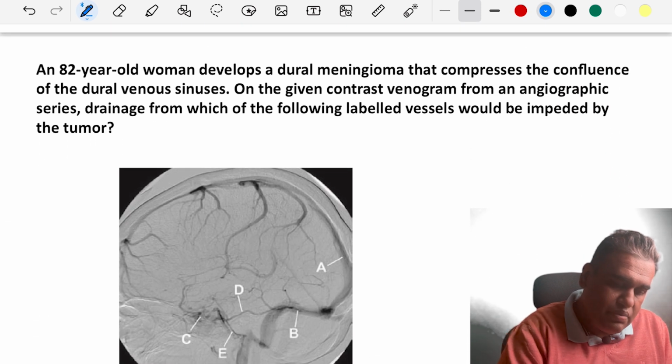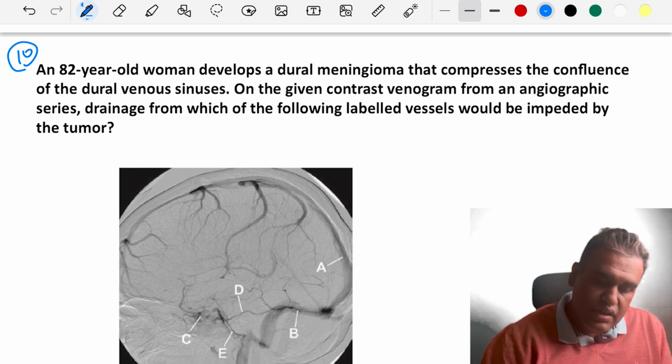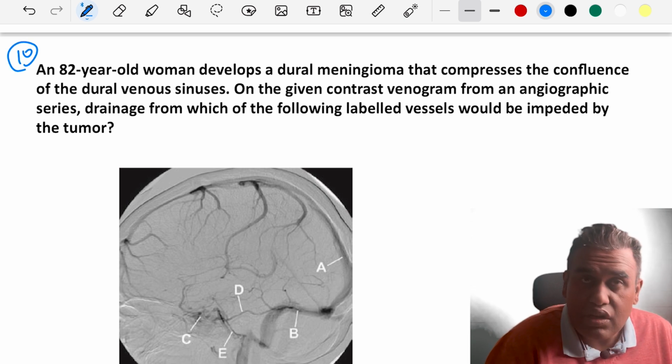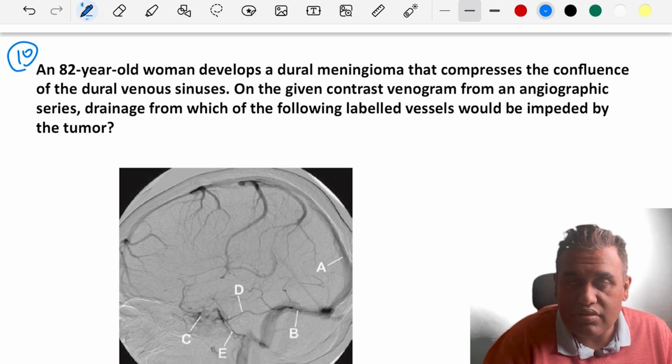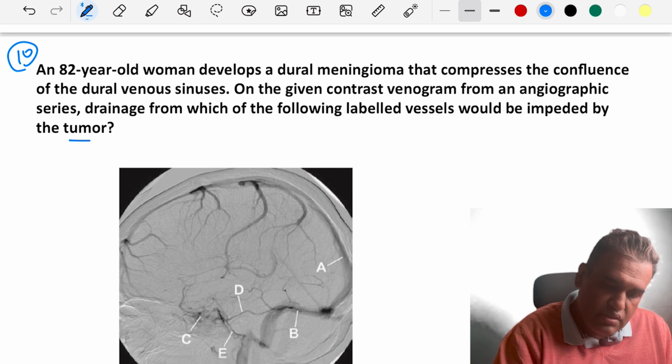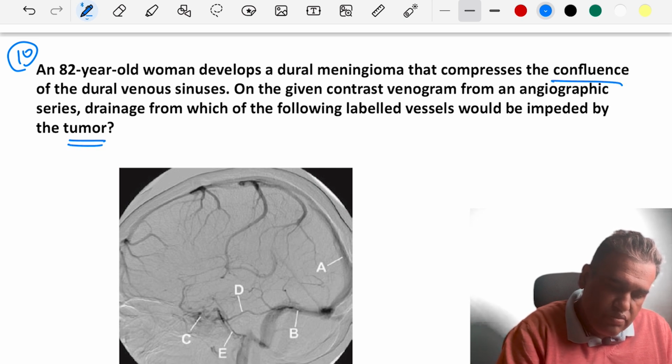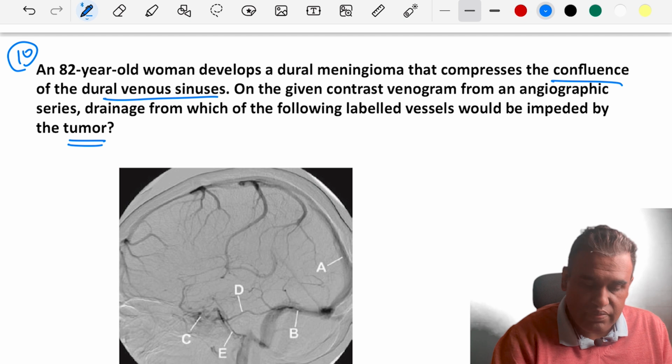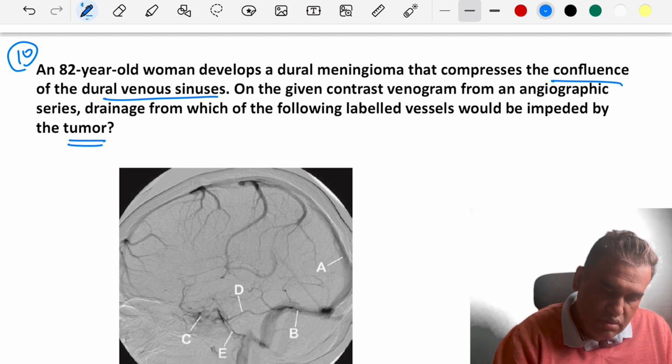Okay, coming to the last question of this particular session. An 82-year-old lady develops a dural meningioma that compresses the confluence of the dural venous sinuses. We did sinuses in a recent question. On the given contrast angiographic series, drainage from which of the following labeled vessels would be impeded by the tumor? See, the tumor is at the confluence of dural venous sinuses. We look at an image. Let me draw a bit for you guys.